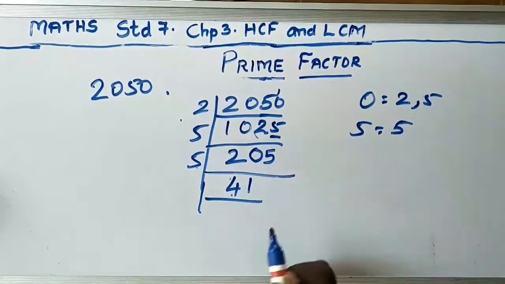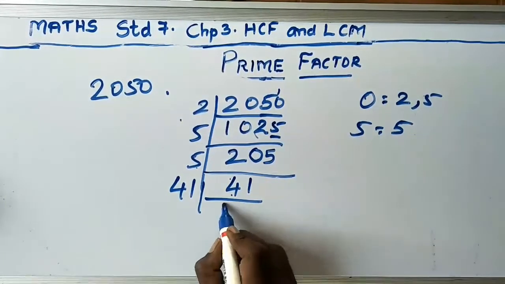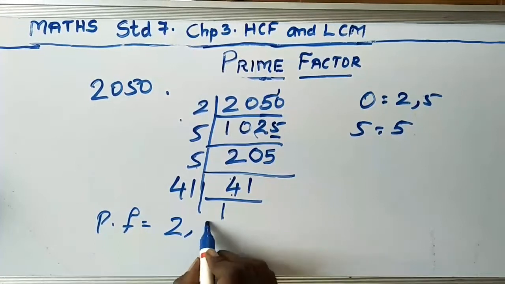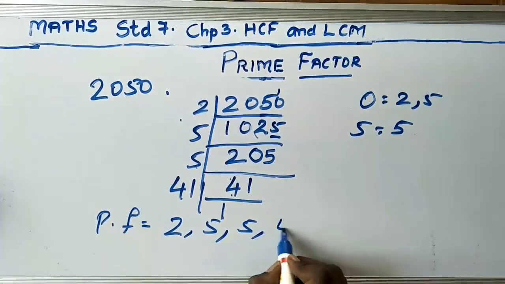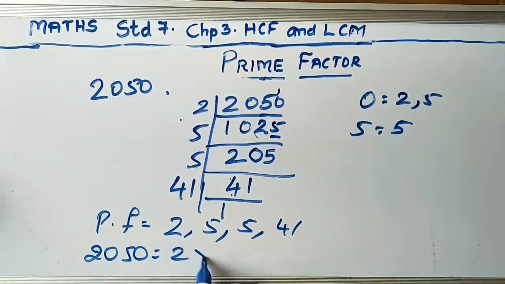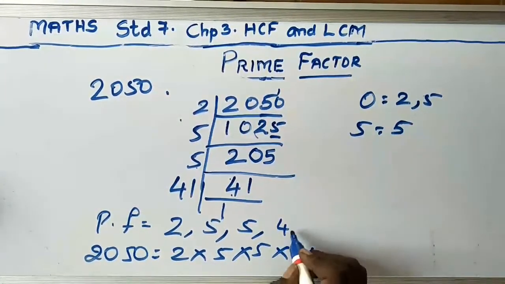5 1s are 5. 41 is a prime number. So it doesn't go in any table, write 41. So our prime factor is what? Prime factor is 2, 5, 5, 41. So that means 2050 is what? 2 into 5 into 5 into 41.